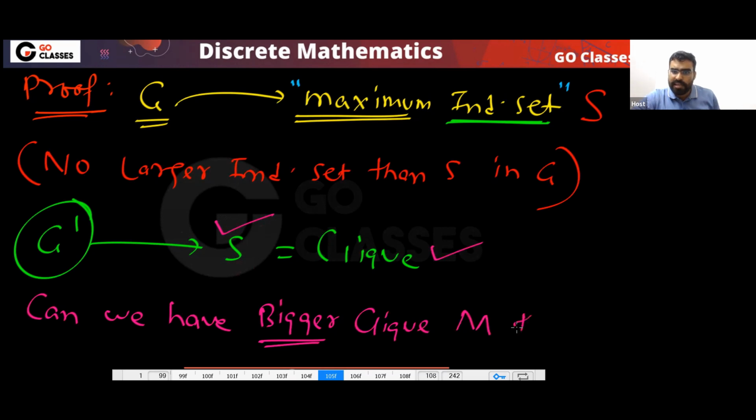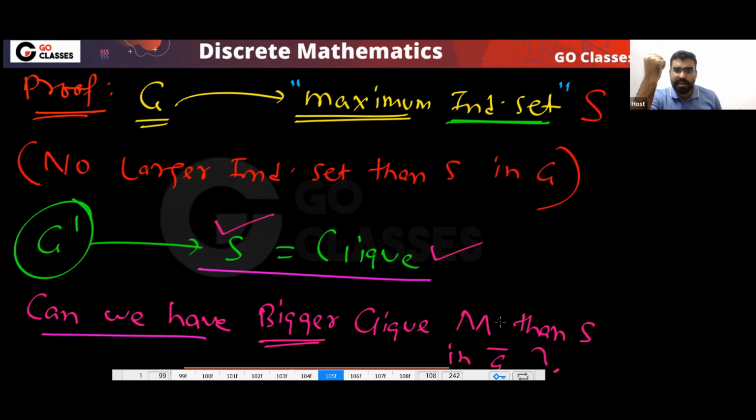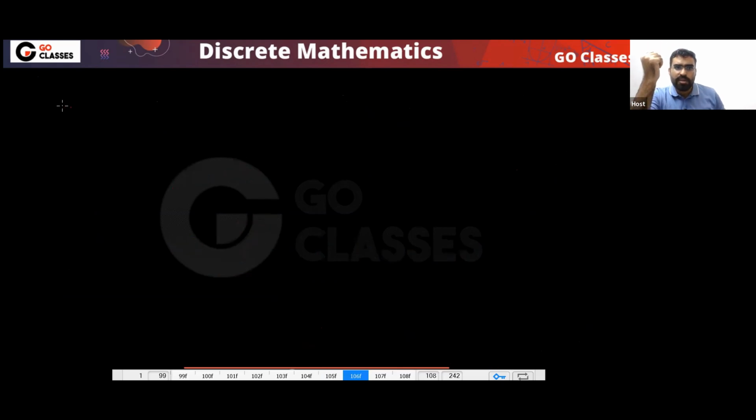Can we have a bigger clique M than S in G complement? This is my question. S is a clique, that is fine. But can we have a bigger clique M than S in G complement? So assume you have.